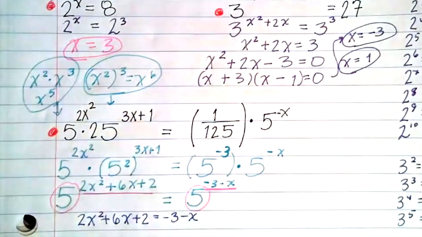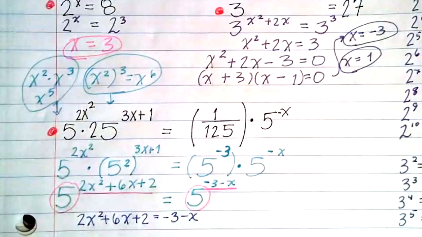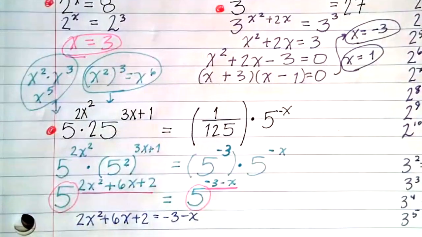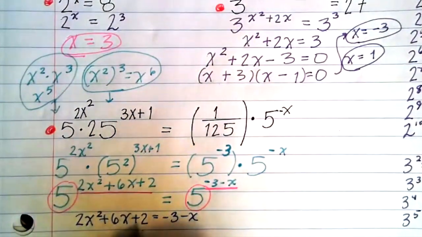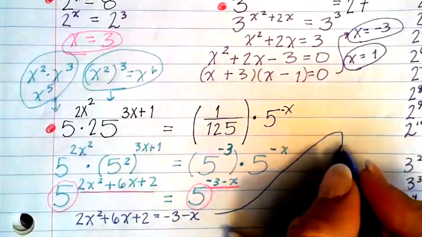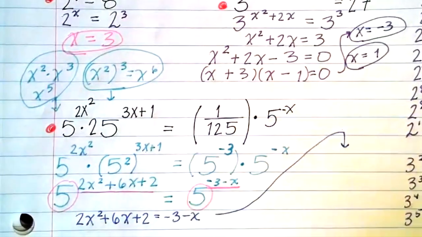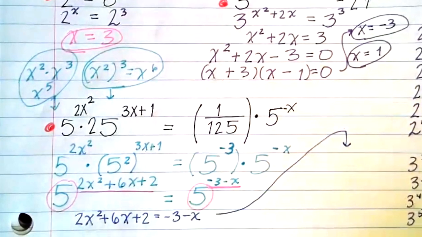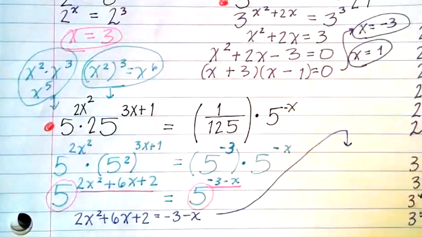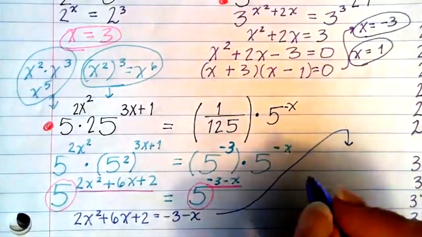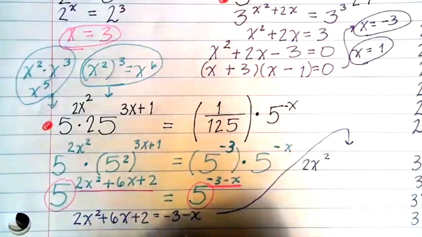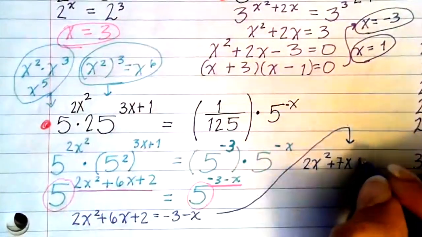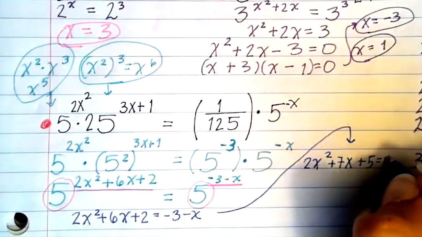This gives us another polynomial equation to solve, just like the last example. And just like the last example, the polynomial equation we're solving is actually a quadratic. When you solve a polynomial equation, you want to get it equal to 0, factor, and solve with the zero product property. To get this equal to 0, I'll need to add 3 to both sides. I'll need to add x to both sides. When I do that, I'll have 2x squared plus 7x plus 5 equals 0.